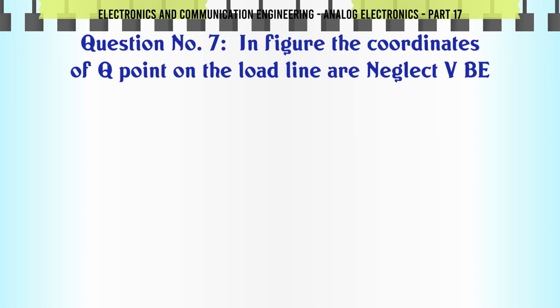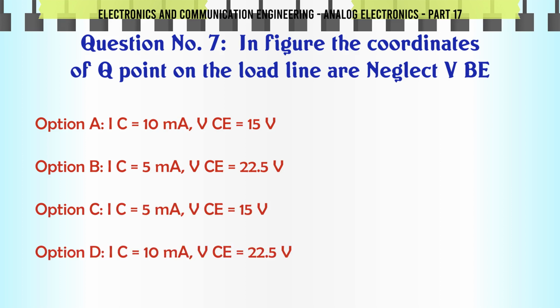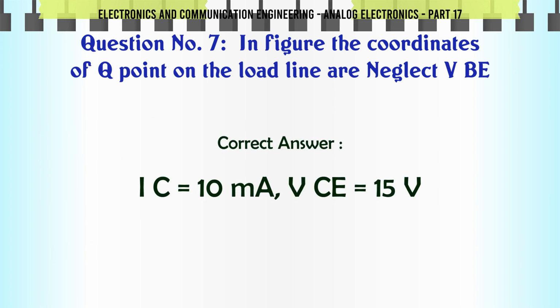In the figure, the coordinates of Q point on the load line are (neglect VB): A. IC 10 mA, VCE 15 V. B. IC 5 mA, VCE 22.5 V. C. IC 5 mA, VCE 15 V. D. IC 10 mA, VCE 22.5 V. The correct answer is IC 10 mA, VCE 15 V.